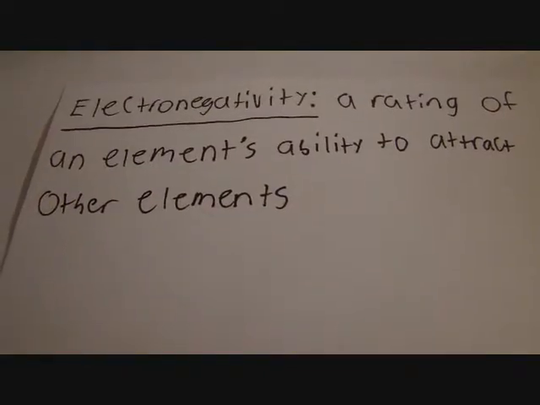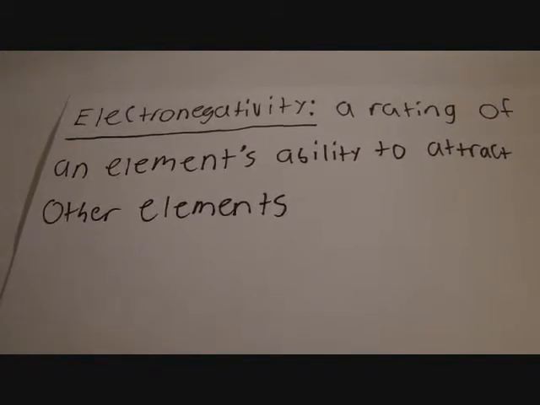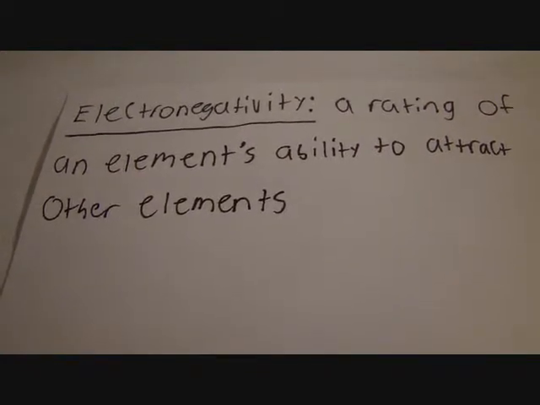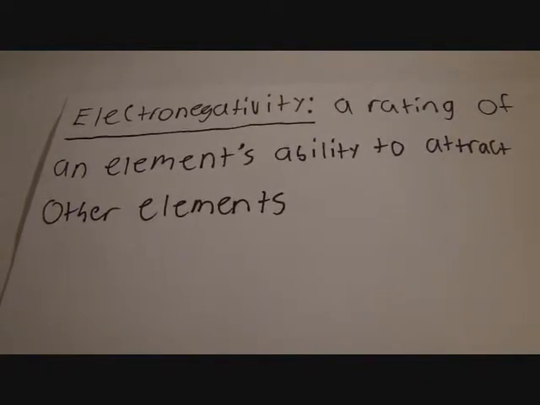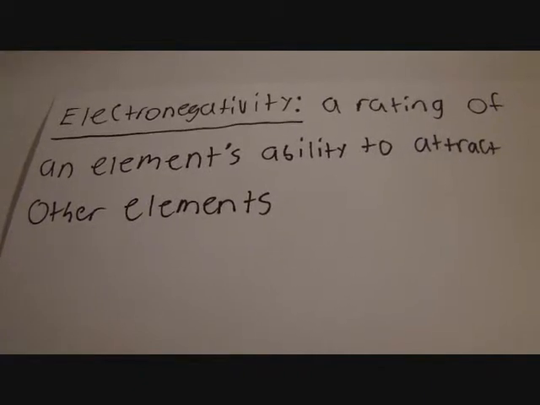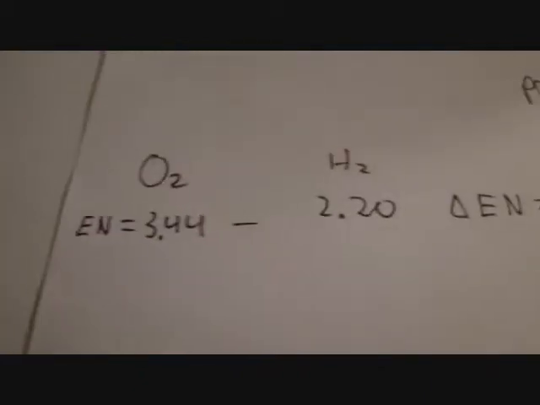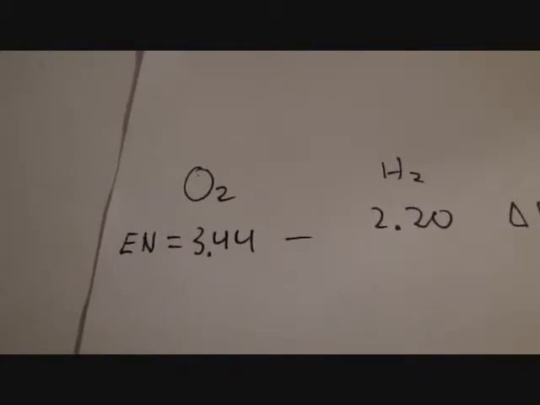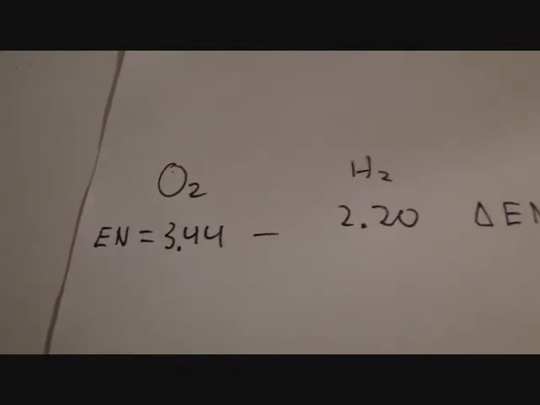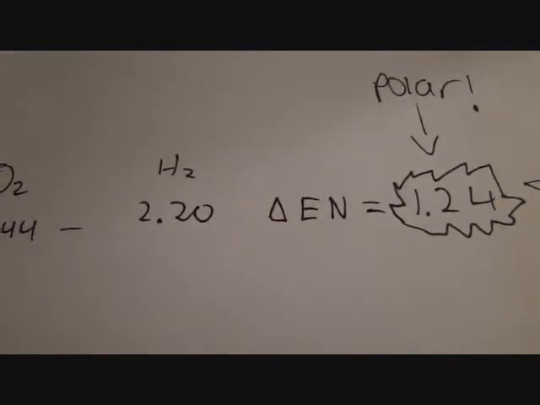We can determine if a substance is polar or nonpolar by comparing the electronegativity ratings of the elements that make up the substance. The electronegativity, of course, being a rating of an element's ability to attract other elements. By taking the electronegative charge of oxygen and hydrogen and finding the difference between the two, we can find that the overall electronegative charge of water is 1.24, making it a polar compound.